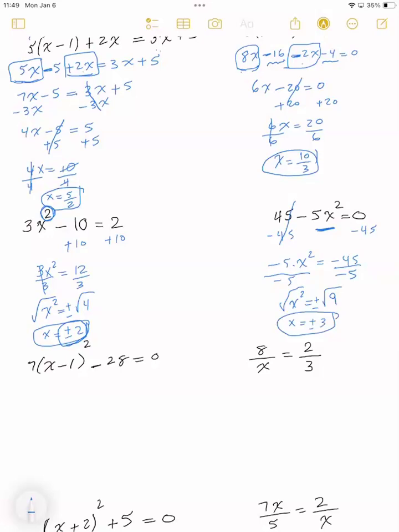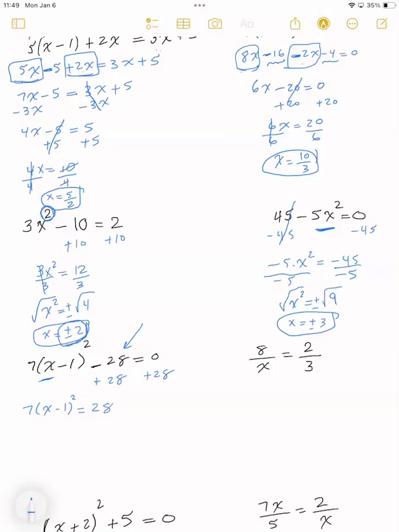This problem is a little bit different, but you still have one x term. Get rid of the number being subtracted. So you add 28 to both sides. So you end up with 7(x minus 1) to the power 2 is equal to 28.